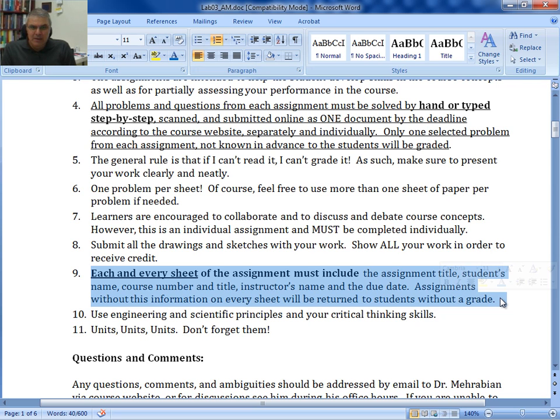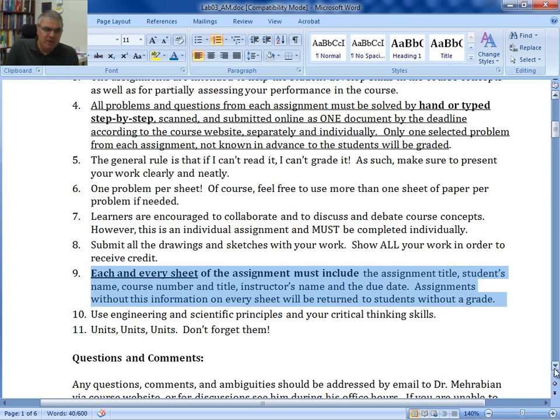Just insert a header or a footer, in most cases a header, and type in your name, and you can carry that to every page. You really don't need to retype it. So if you do that once in the header, it's going to stay throughout the document.